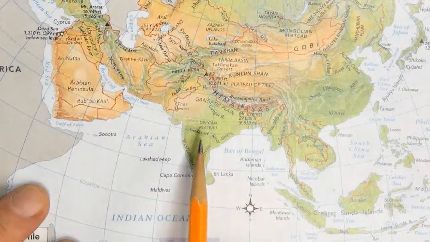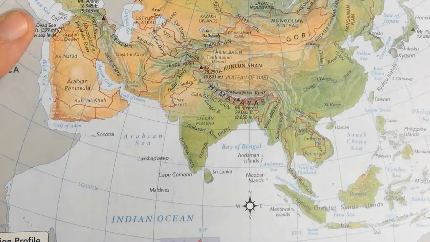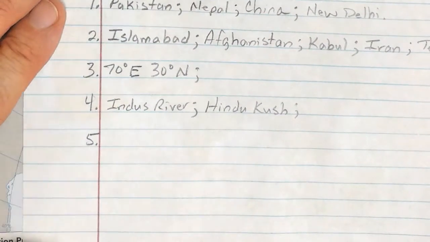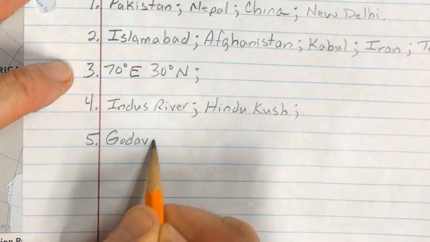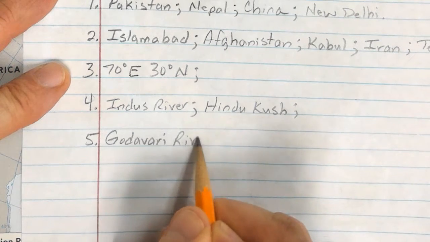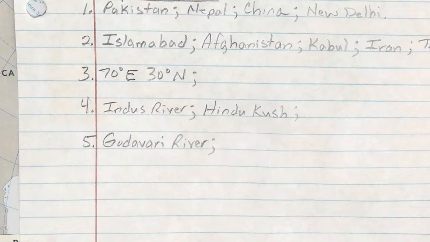Okay, well, there's the Deccan Plateau, and there sure is a river. Let's see, how do you spell that? Looks like there it is right there. Godavari River. So that's what we're going to write for number 5. The Godavari River. Semicolon.